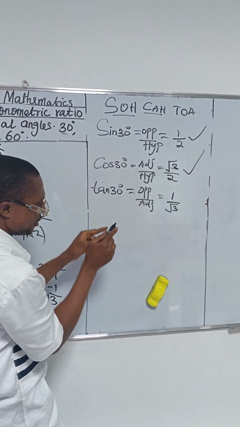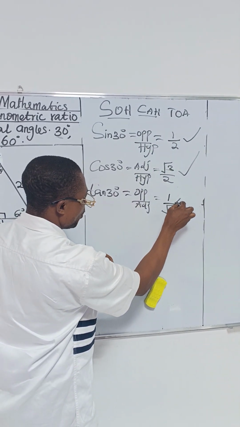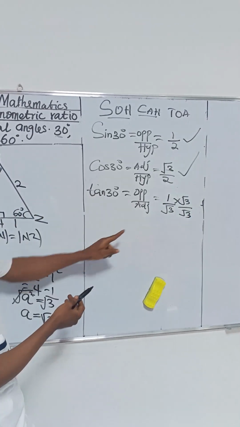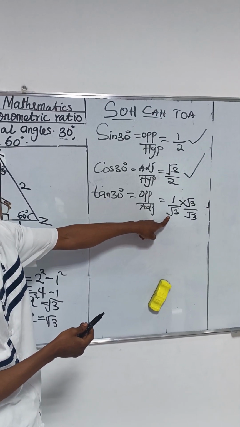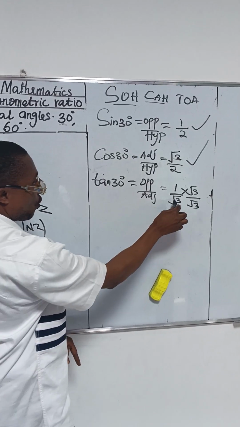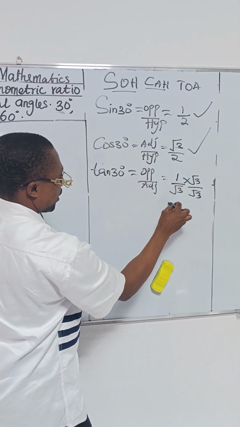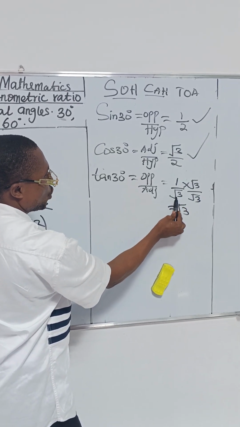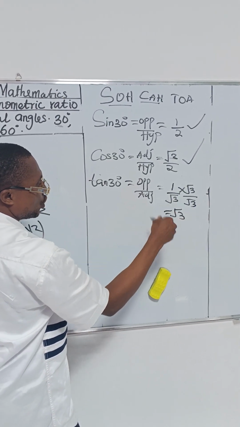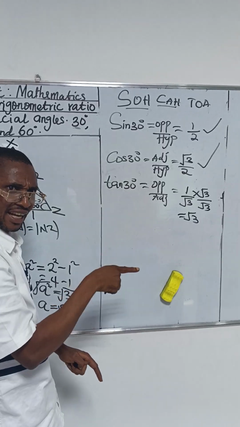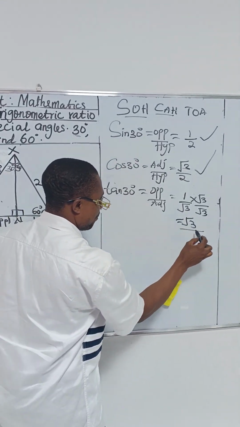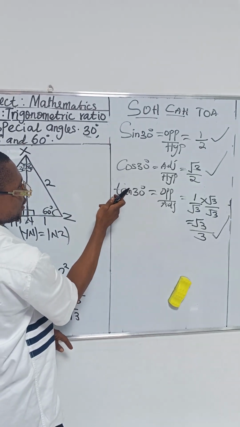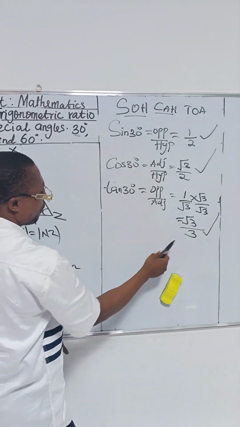But in short, I think you can do it this way: rationalize it. Why am I rationalizing it? Because root 3 is not good to be a denominator. What I will do now is 1 times root 3 gives me root 3. Root 3 times root 3 gives you root 9. Root 9 is a perfect square, it is 3. That means the square root of 9 is 3. So tan 30 degrees is root 3 over 3.